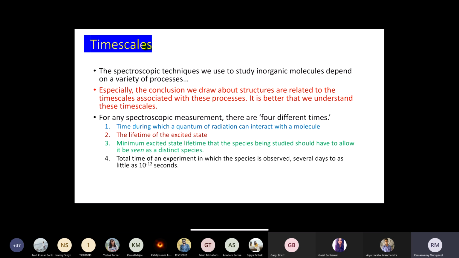I will explain this a little better later, so you'll understand what I really mean by this. And at the end of the day, this is the least important one, but you have to be concerned at times about the total time of the experiment. It can be several days in crystallography and other techniques, to just a few femtoseconds to attoseconds in some of the other spectroscopies. Essentially all these 4 times contribute to different things in spectroscopy measurements. I will be explaining all these 4 points in detail.